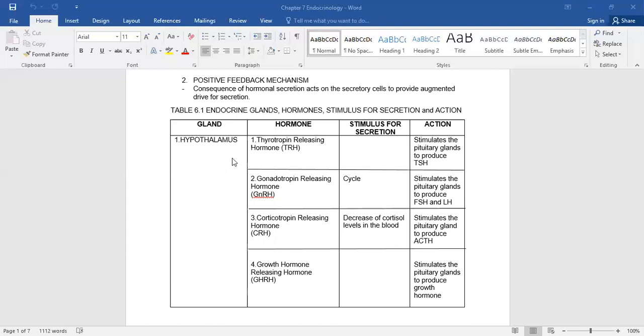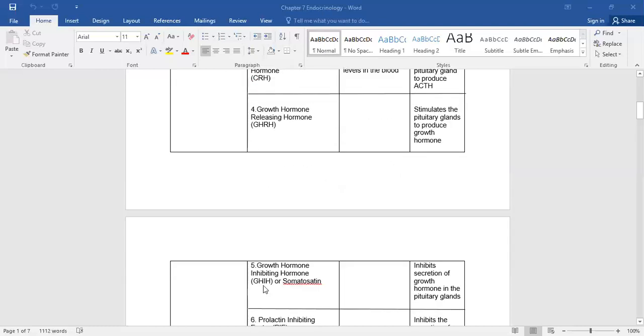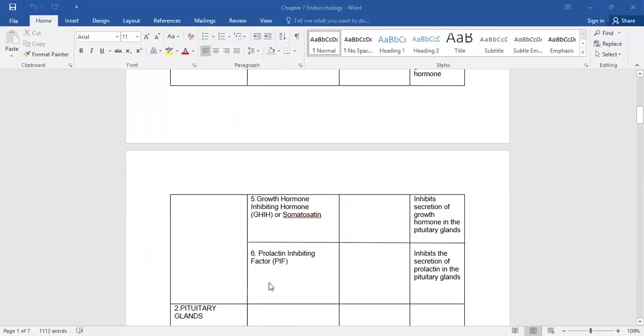Now, these are the hormones that are produced by the hypothalamus. You have the thyrotropin releasing hormone. We have the gonadotropin releasing hormone, which I discussed in breeding. Corticotropin releasing hormone, growth hormone releasing hormone, growth hormone inhibiting hormone or somatostatin, and prolactin inhibiting factor.